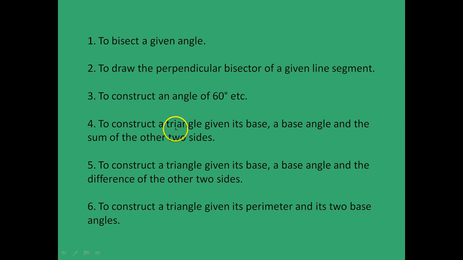To construct a triangle with its base, a base angle, and the sum of other two sides given, and to construct a triangle given its base, a base angle, and the difference of the two sides, and also look at how to construct a triangle when we are given its perimeter and the two base angles.